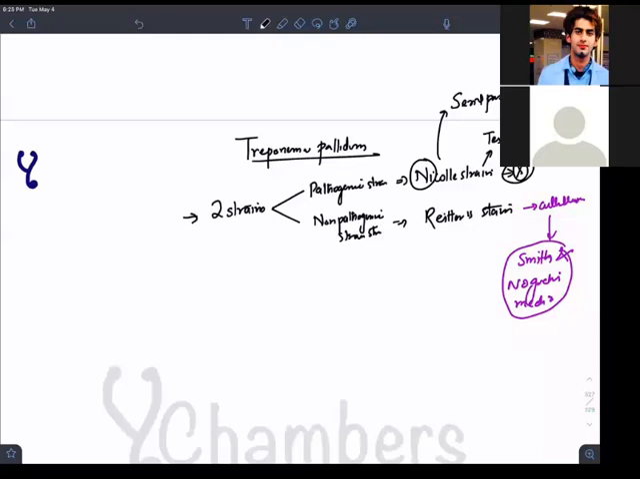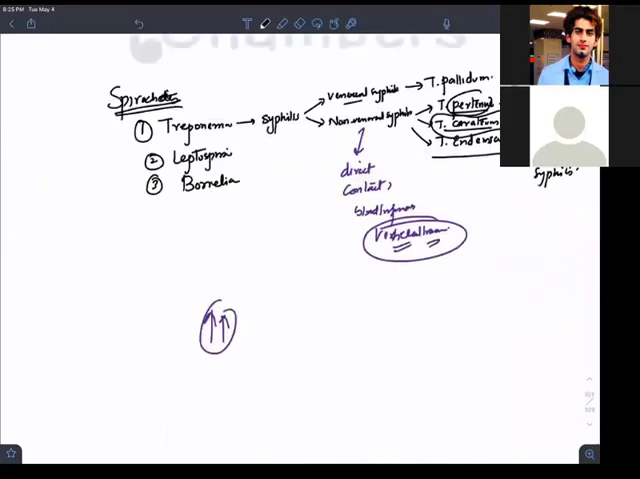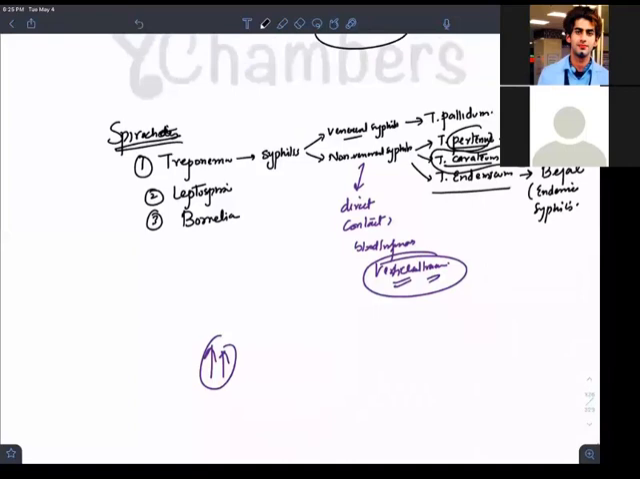Okay. So transmission, you now also know. No need to get confused in transmission either: venereal type, sexual type, non-venereal type, direct contact, blood transfusion. If they ask you what is the most common mode of transmission, it is sexual. Remember, sexual is the most common.